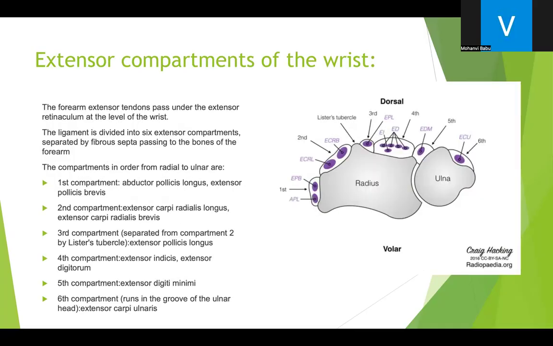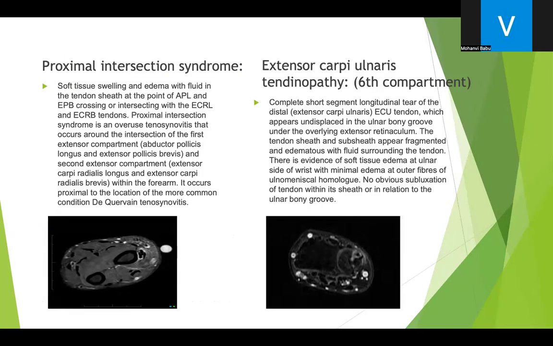These are the following compartments in the extensor aspect of the wrist. The first compartment involves the abductor pollicis longus and extensor pollicis brevis tendons. Second compartment, there is extensor carpi radialis longus and extensor carpi radialis brevis. Third compartment, there is extensor pollicis longus tendon. Fourth compartment, there is extensor indicis and extensor digitorum. In the fifth compartment there is extensor digiti minimi, and in the sixth compartment there is extensor carpi ulnaris.